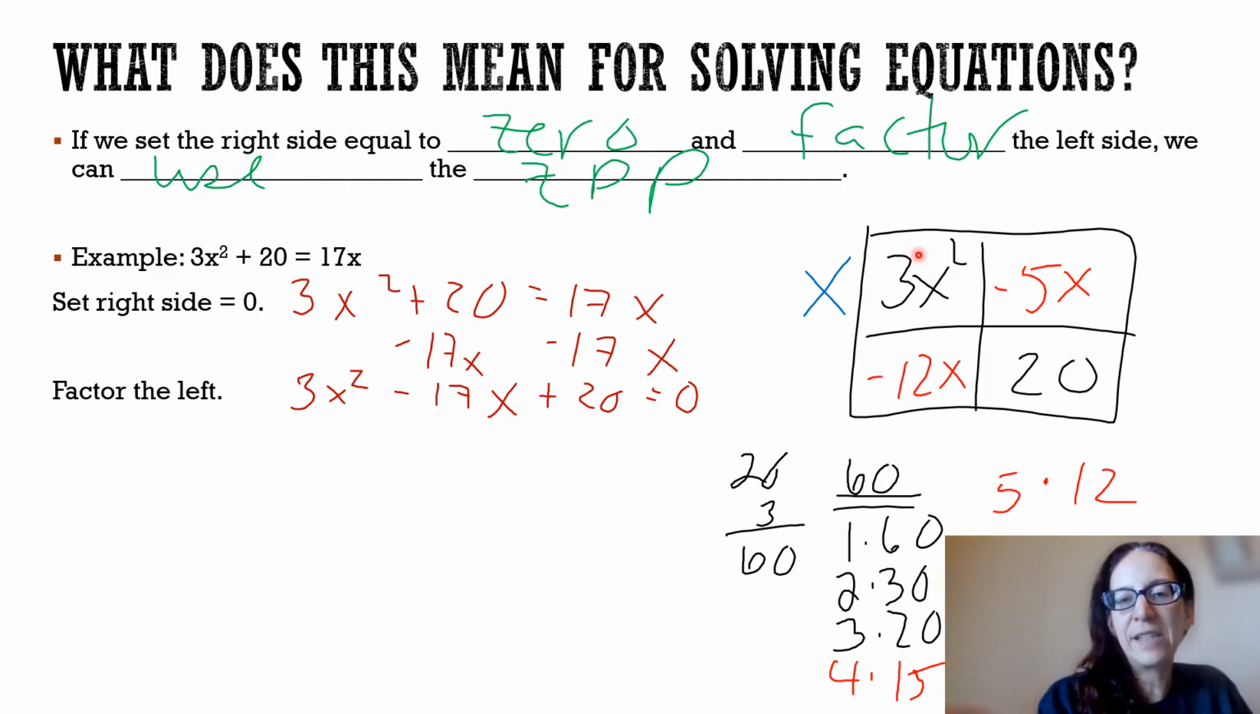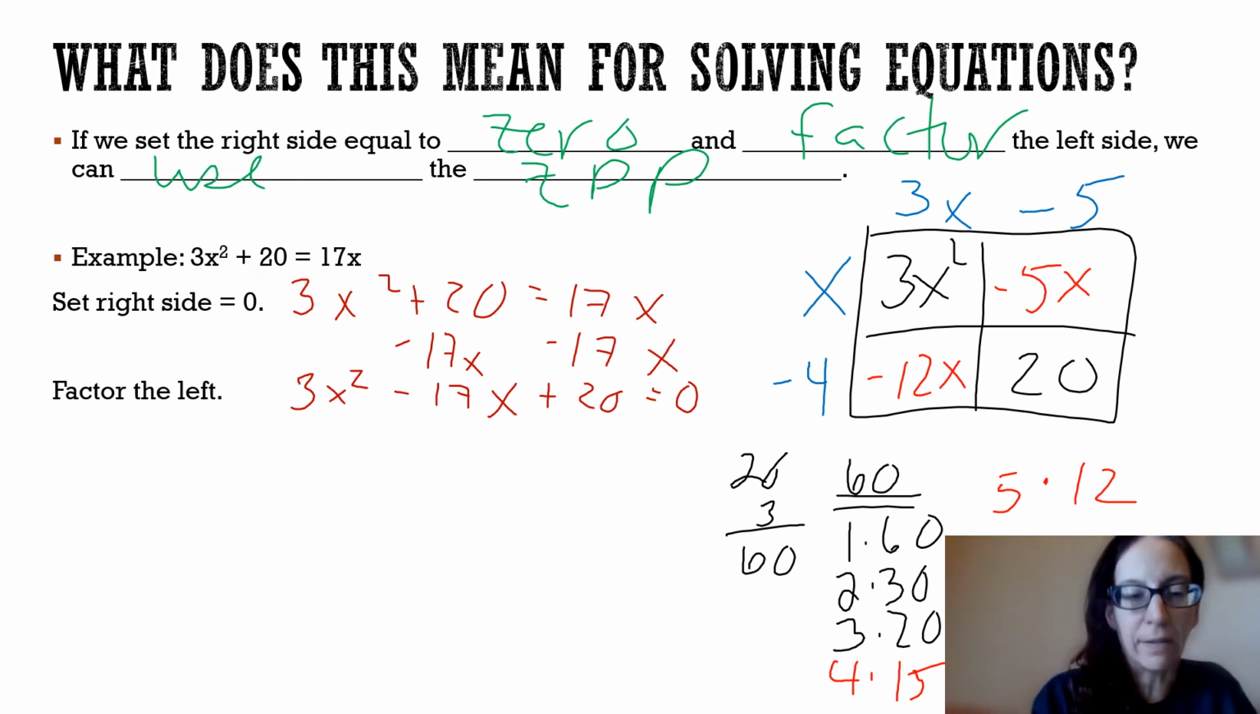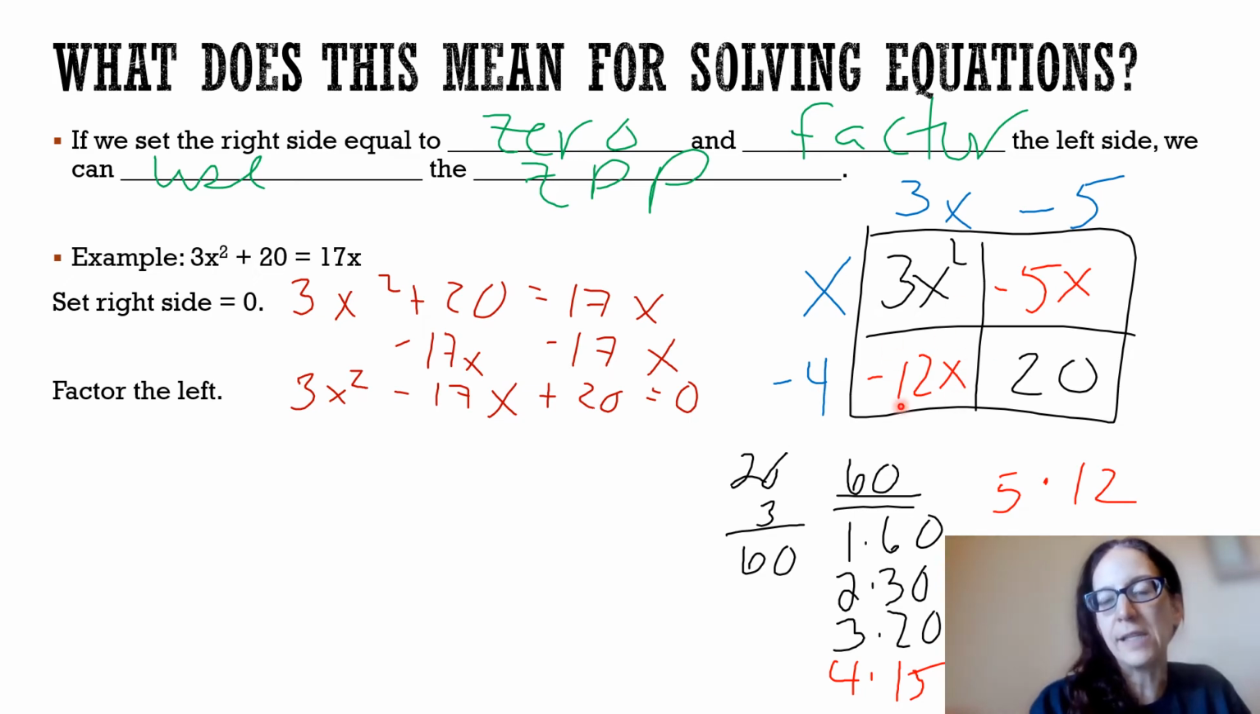So if this is x and the area is 3x squared, then this must be 3x. And then coming over here, if this is x and this is negative 5x, this must be negative 5. And then right here, negative 5 times what would give me positive 20? That must be negative 4. And then this is what I caught last time because it didn't work. If I do 3x times negative 4, it's negative 12x. And so now all 4 of my boxes work. And that's what you're driving for.